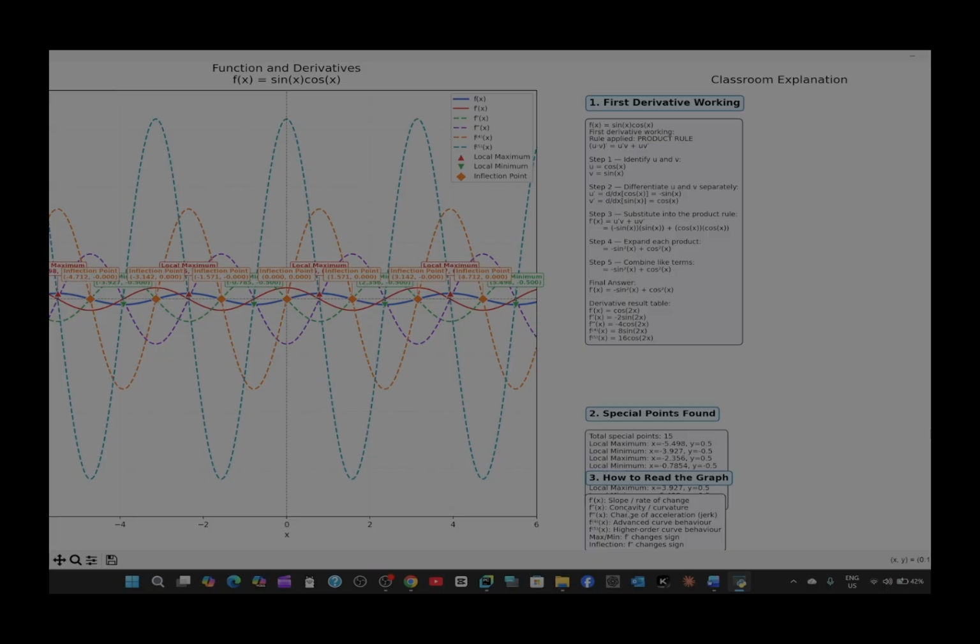Second derivative, talk about concavity. We did it before with a quadratic equation, the parabola, and polynomials as well. The change of acceleration, and all the advanced curve behavior, the fifth order, talk about higher order curve behavior. So maximum, minimum, inflection: the maximum is where the first derivative changes sign, the inflection is where F2 changes sign. When you concave up, concave down, we talked about that before.